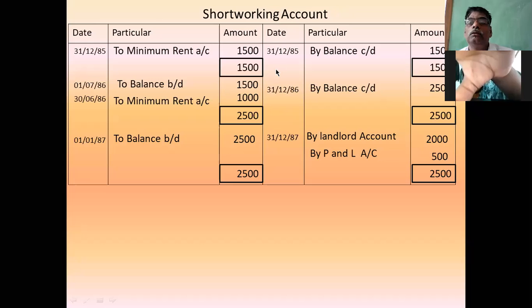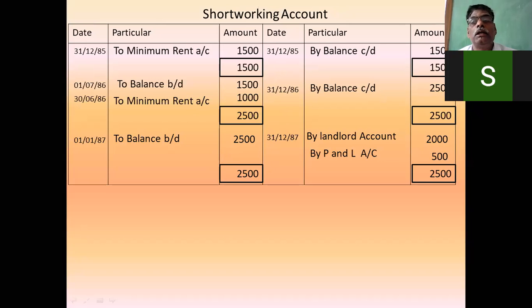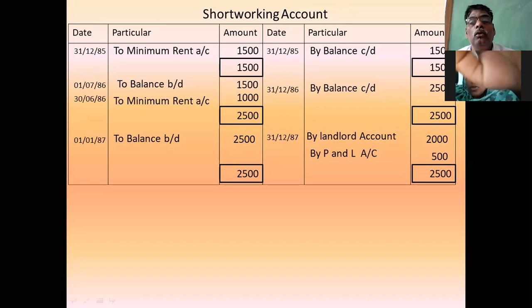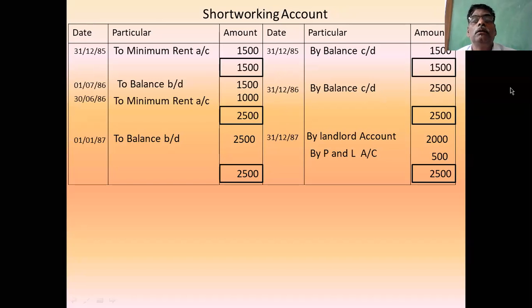Total is 2,500. Any doubt? After the class, you go once again through the Google Drive. Then you will be perfect. For your doubts, you go to the Google Drive, clear the doubts and solve the problem.